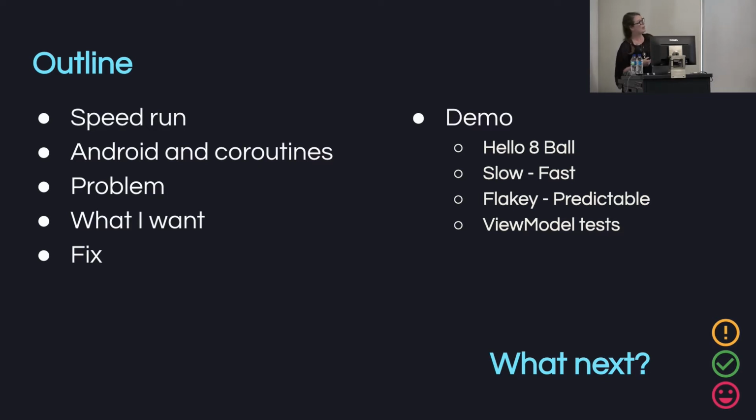I made a toy app called Hello 8-Ball. And then the 3 kinds of things that I'm going to look at, particularly in the toy app, are fast and slow tests, flaky and predictable tests, and view model tests. So you don't need to remember any of the code. If the code is confusing, there's a full repo with all of the code and all of the samples in there that you can peruse at your leisure at a later date.